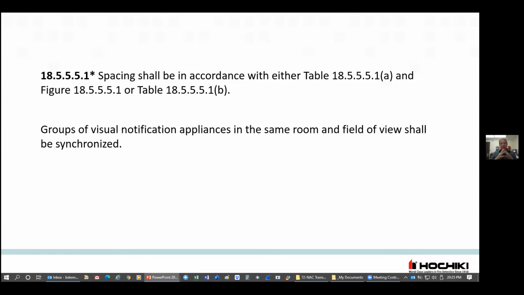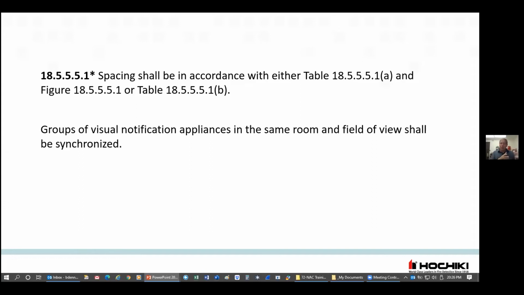And another matter here has to do with synchronization. When the strobes are flashing, if we have more than one strobe in the same field of view, so if I can see 2 or 3 or 4 of them flashing at the same time, those strobes have to flash at the same moment. They can't be flashing at different times. There is a possibility that some people could have a reaction to that, and it could actually cause them to go into a seizure. Some people have photosensitive epilepsy, and so they must flash in synchronization.